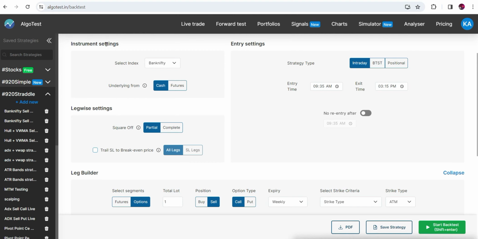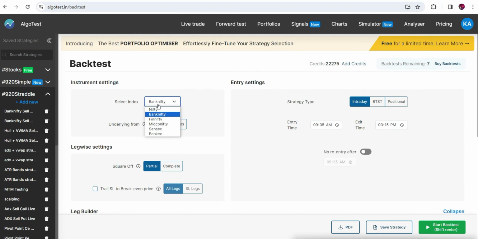Now in instrument settings, you can select the instrument. For example, if you want to backtest your strategy on Nifty or Bank Nifty, I will select Nifty here. Underlying from means there are two charts, cash charts and future charts. From which chart we want to select our prices, or our at the money or OTM strike, we will select cash here.